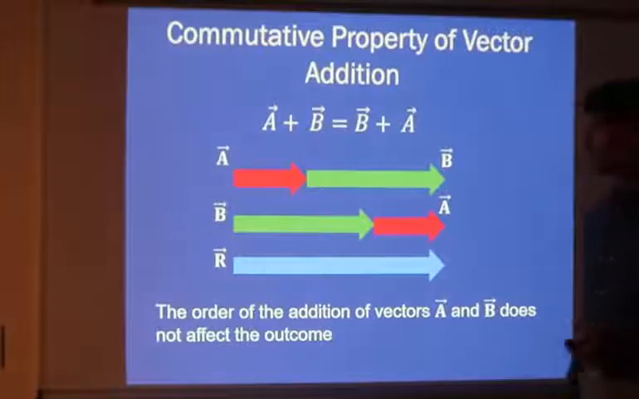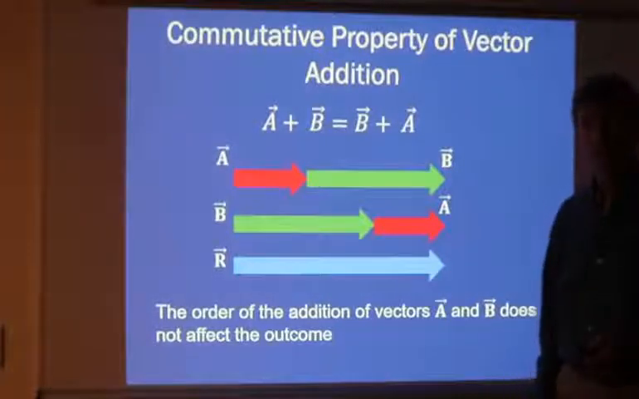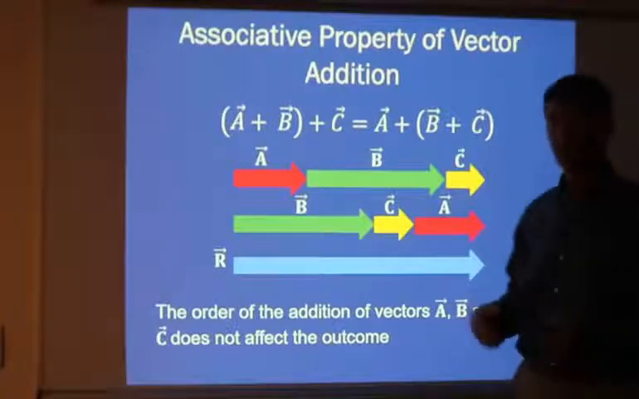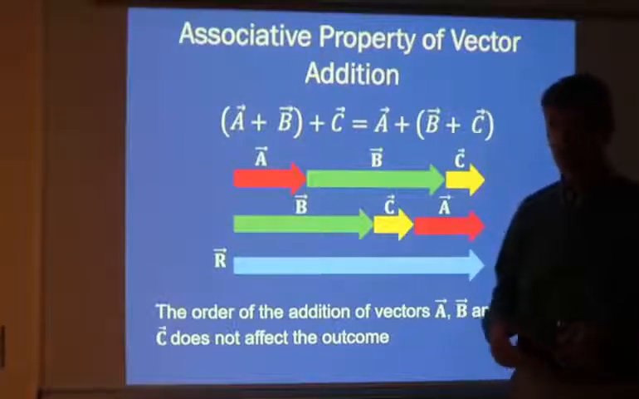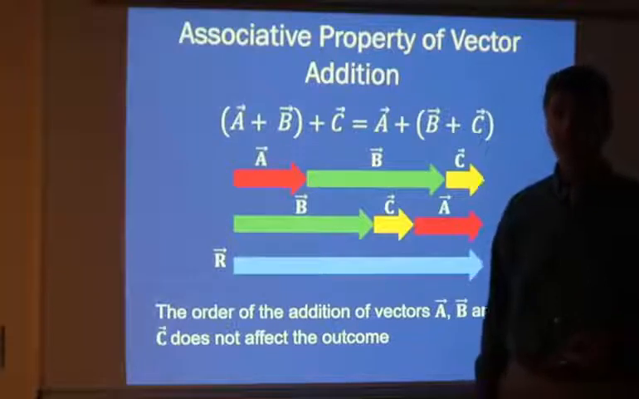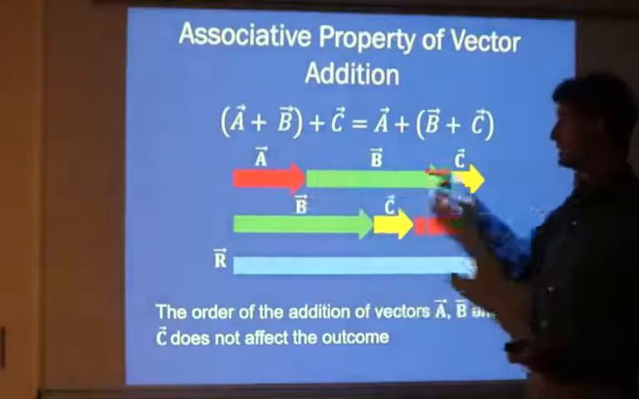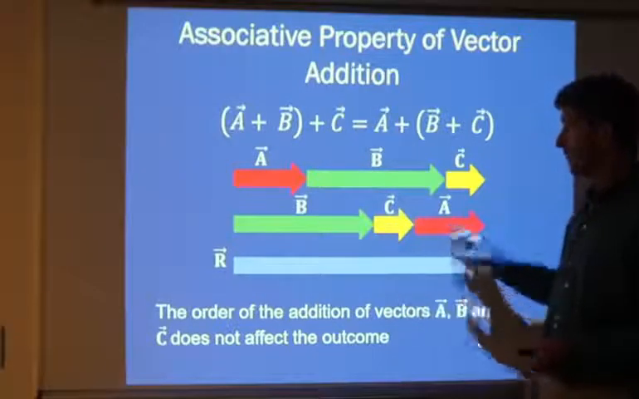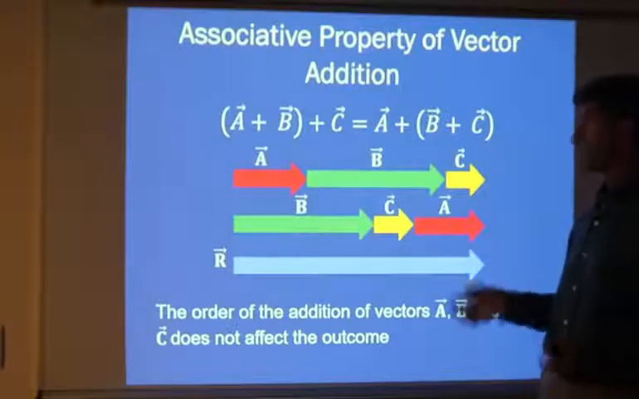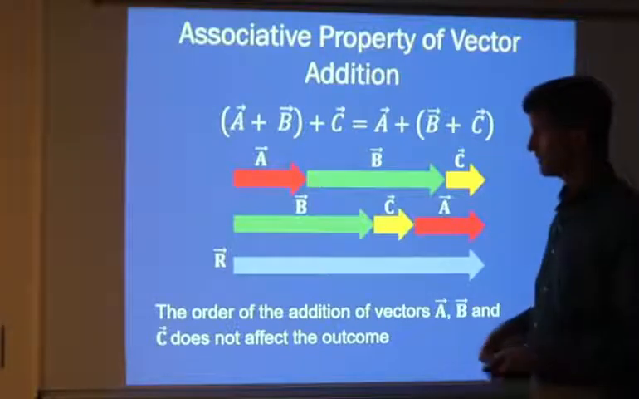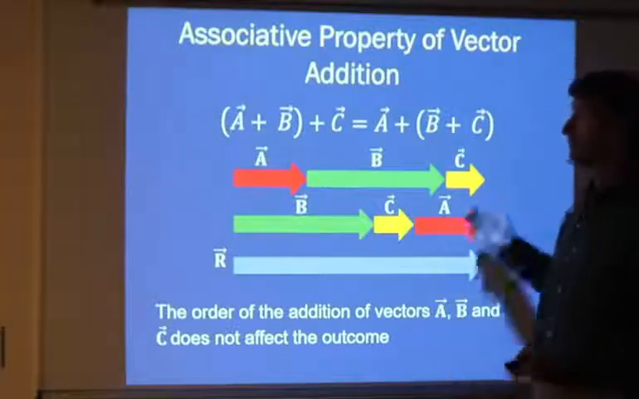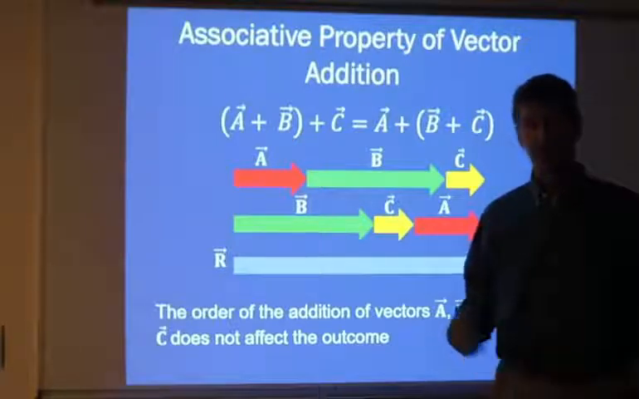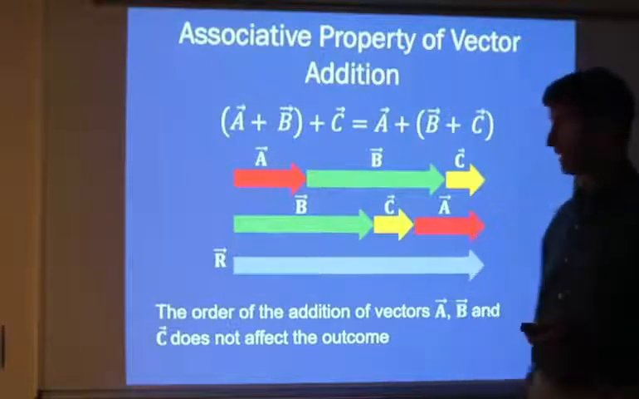Commutative property, I'm sorry, I want to go to the associative property. Associative property just goes to the whole idea that which vector I choose to add first doesn't really matter. I can do A plus B plus C to come up with a resultant. I can do B plus C plus A. I can do C plus A plus B, C plus B plus A. The result is all the same. The associative property of addition basically, again, says we don't need to start with any particular vector.